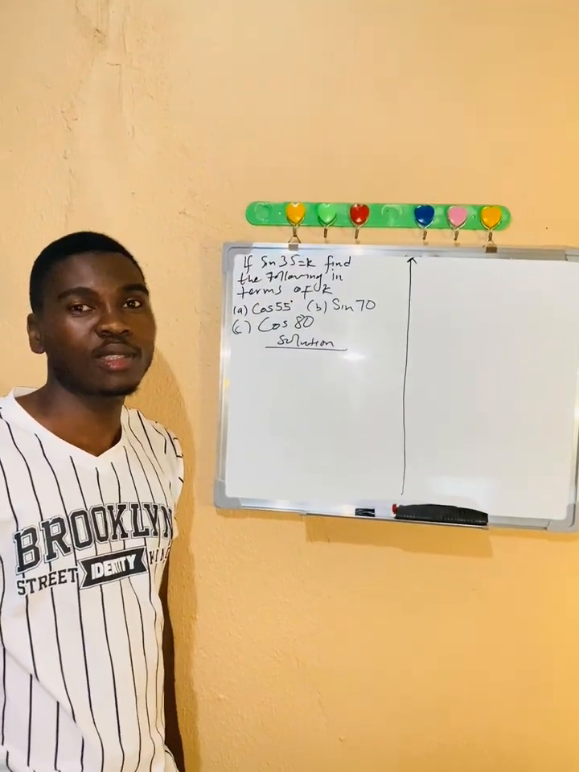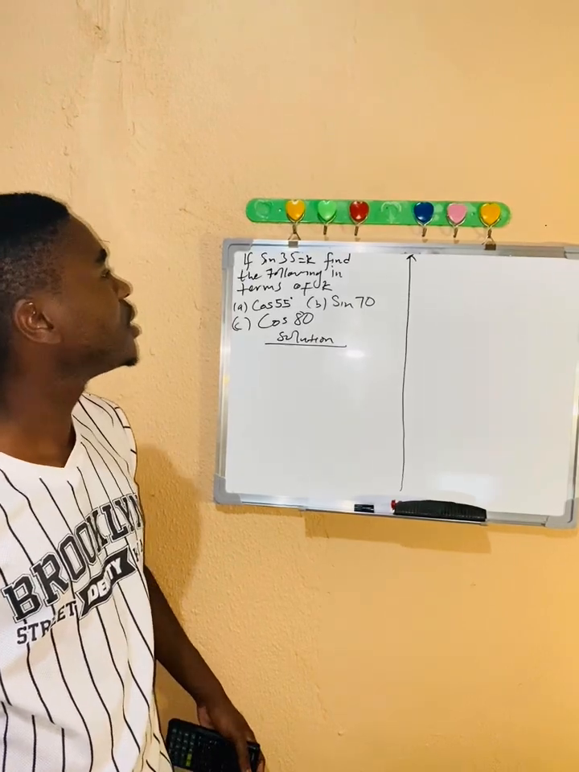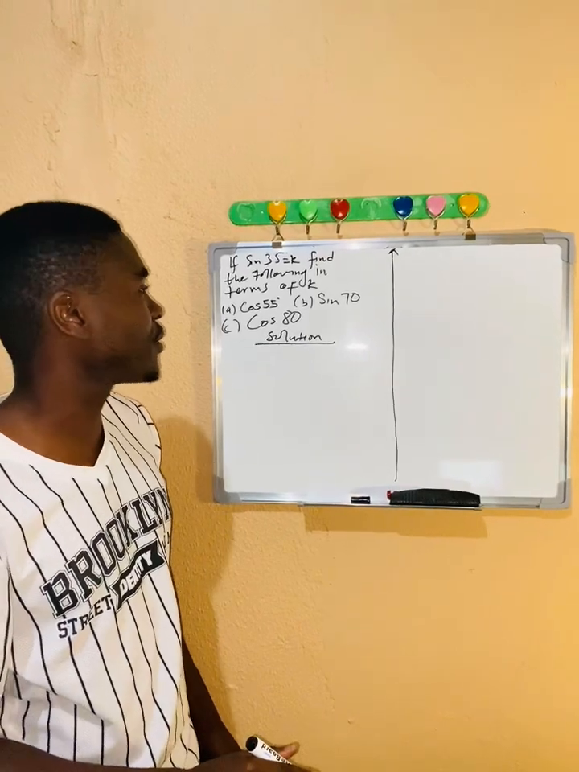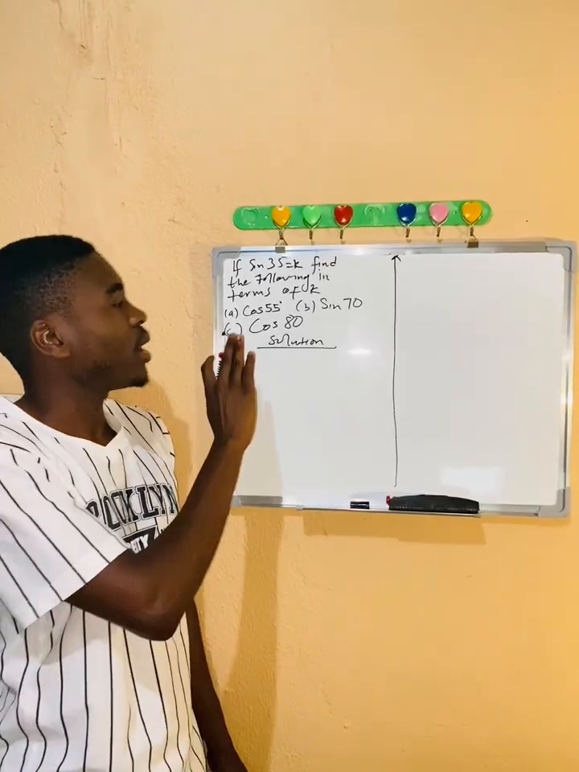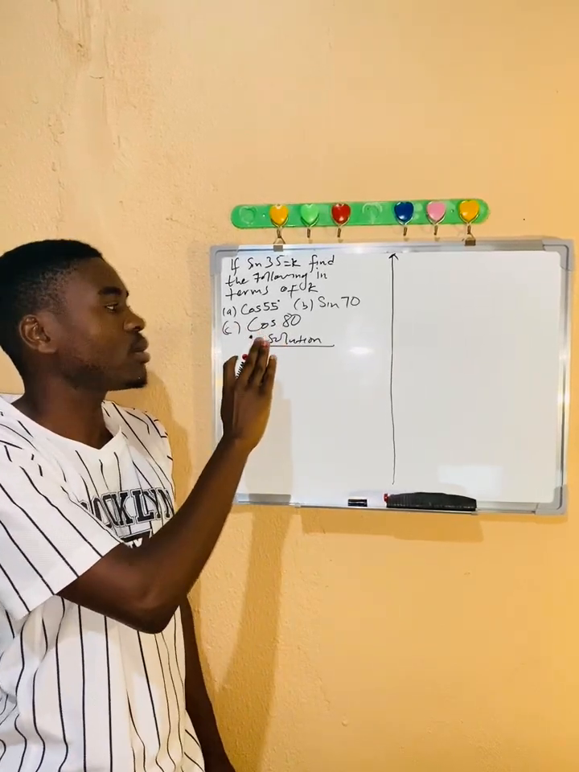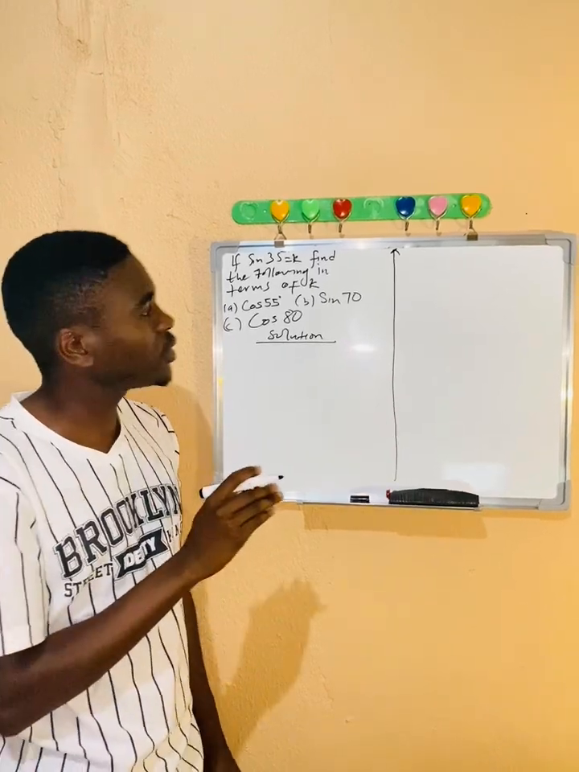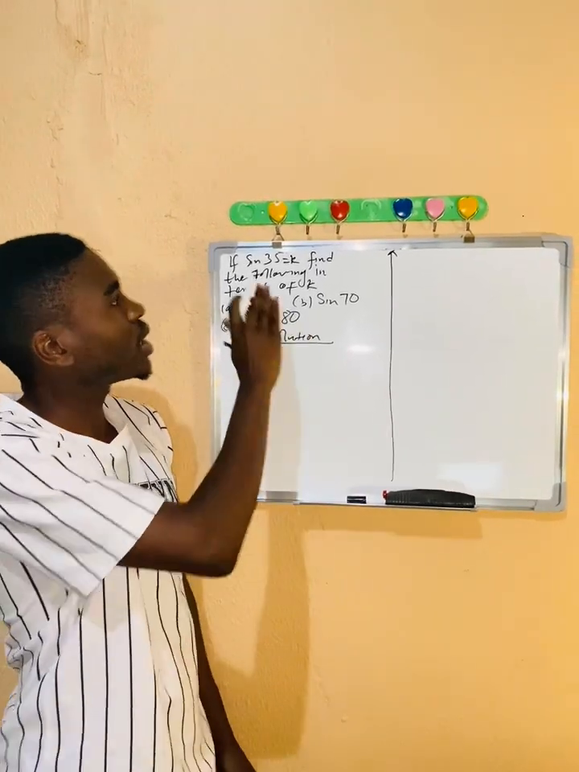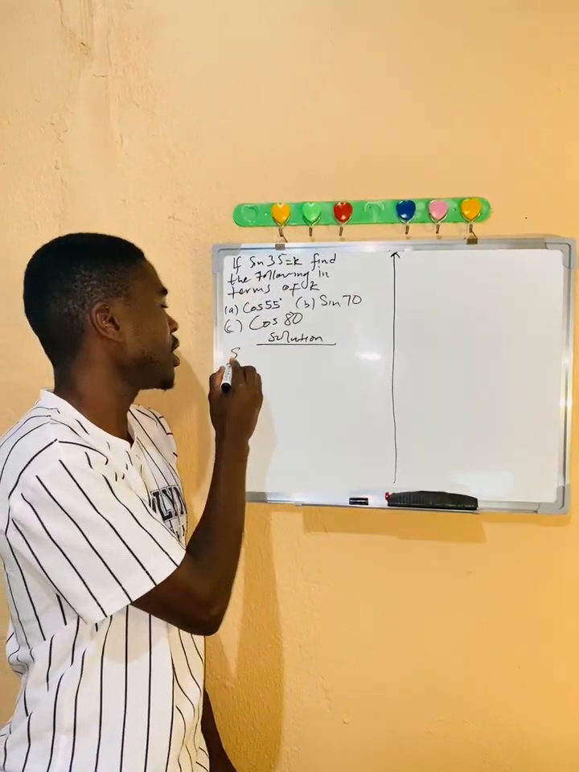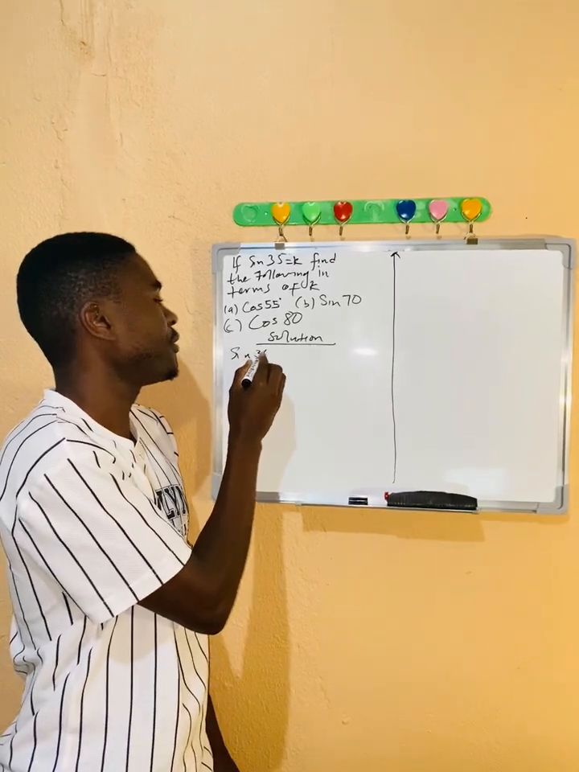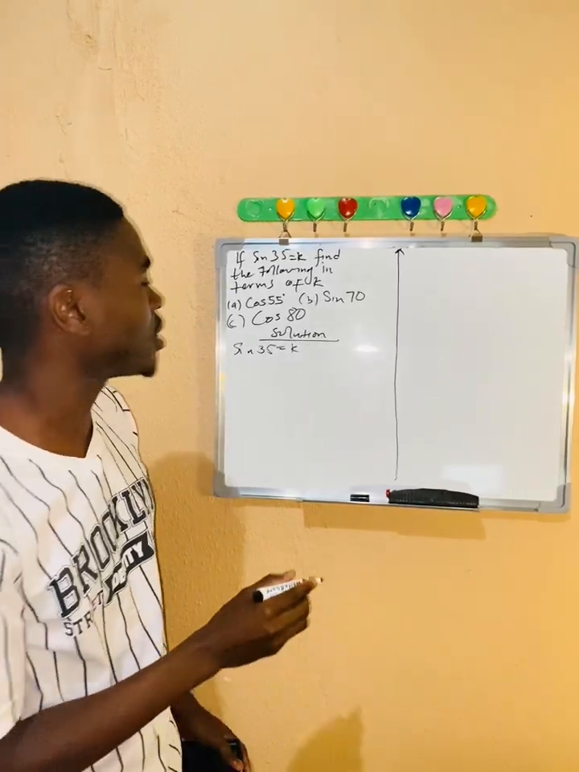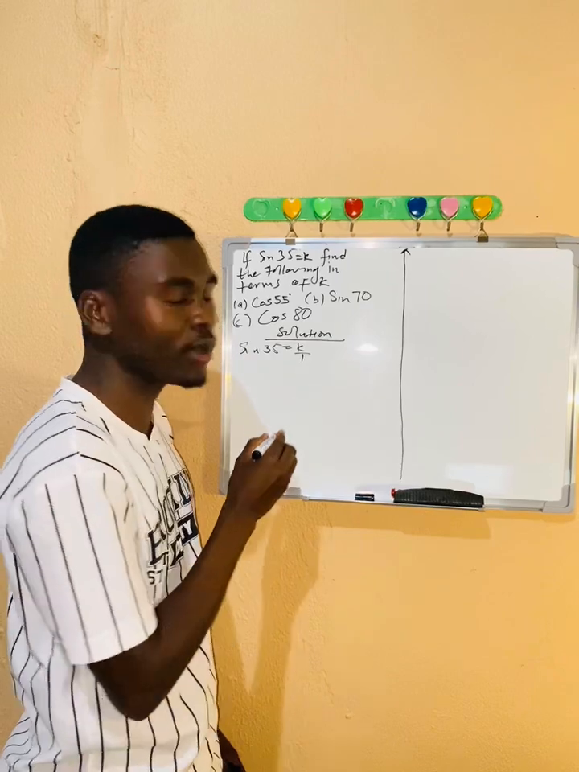Good evening, guys. Again, we have a question that says sin 35 is equal to k. Find the following in terms of k. So, we have to find cos 55, sin 70, cos 80. Before solving the question, we can see we're given sin 35 here. So, we have sin 35 is equal to k. As we know, any number is out of 1, so we have k over 1.